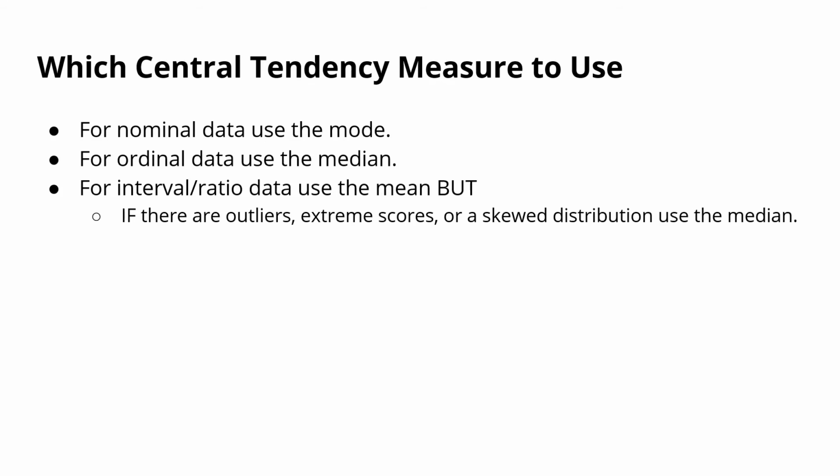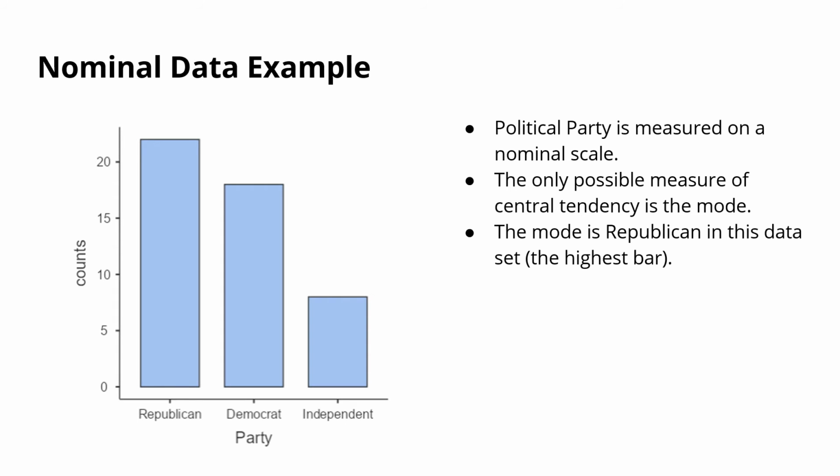But otherwise, if you have a normal looking distribution with interval ratio data, you're going to use the mean. Here we have an example of nominal data where we've asked people to indicate their political party. So we have people as Republicans, Democrats, or Independents. And each bar represents the number of people in each of those categories.